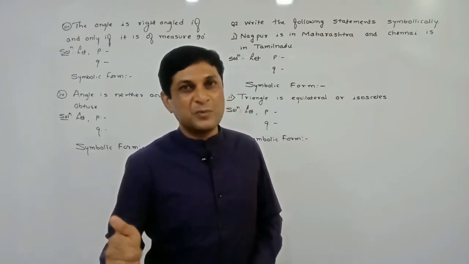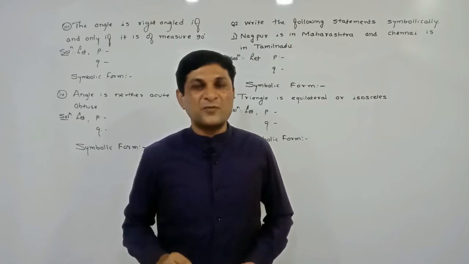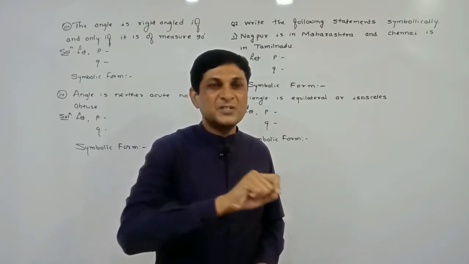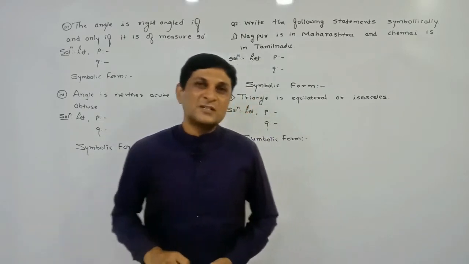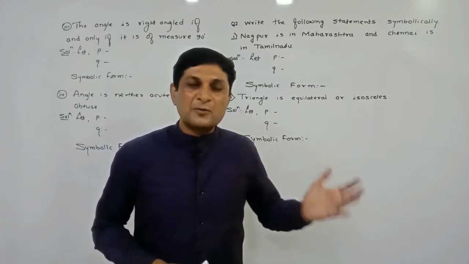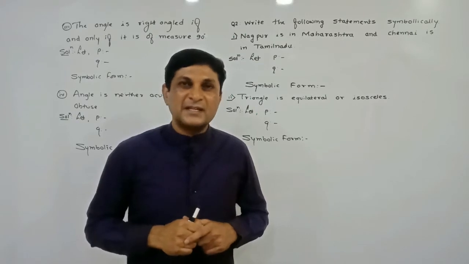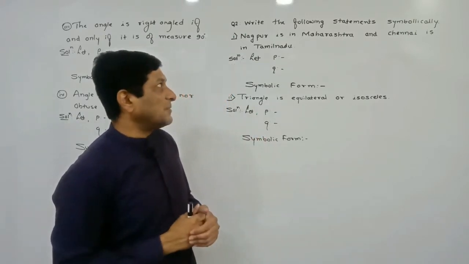So here some compound statements are given to us and we have to convert these compound statements into symbolic form. While converting into symbolic form, we have to make use of the symbols of these 5 logical connectives. Whenever we write a statement in symbolic form, let us denote one part of the statement by P, the second part by Q, and whatever connective appears, represent it symbolically. Let us see the first example.